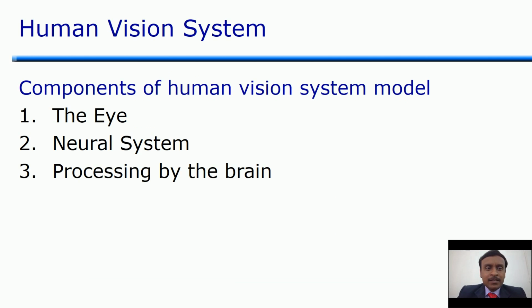As you can see in this slide, there are three main components of the human vision system. The first is an eye, which is a sensor through which light enters. The second component is the neural system, which carries the information processed by the eye to our brain. The third, the actual computing, happens in the brain. So the three components are the eye, which is a sensor, the neural system, which carries the information from the eye to the brain, and finally the brain as the main processing unit.